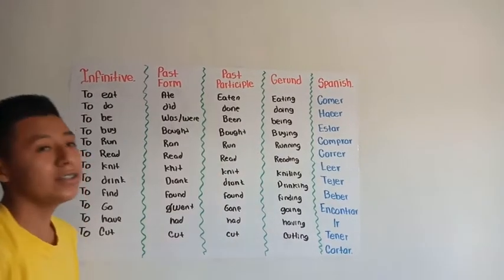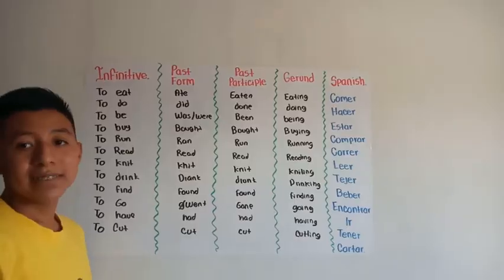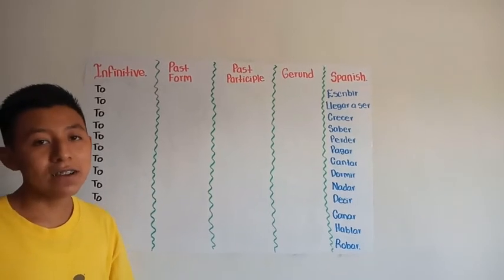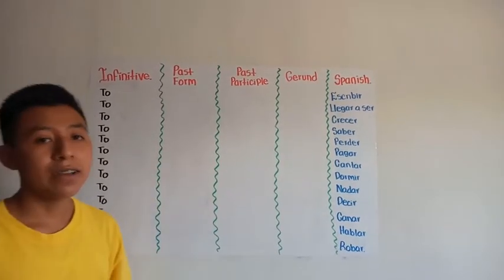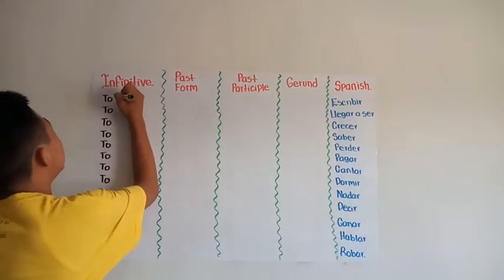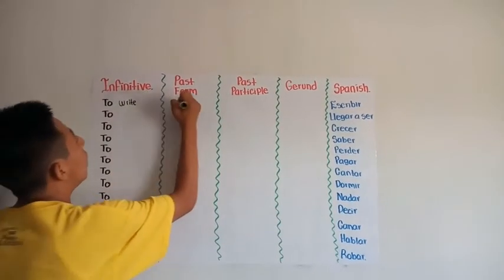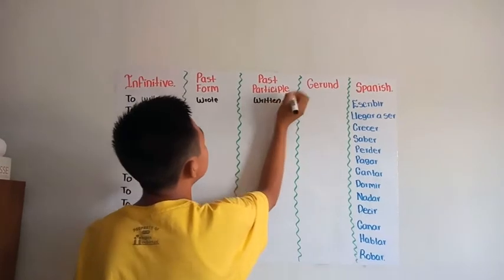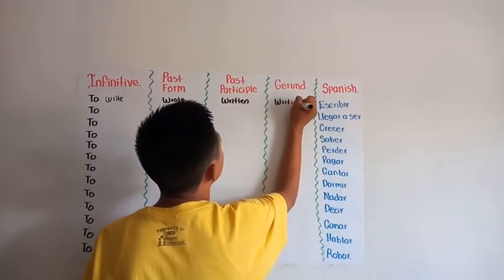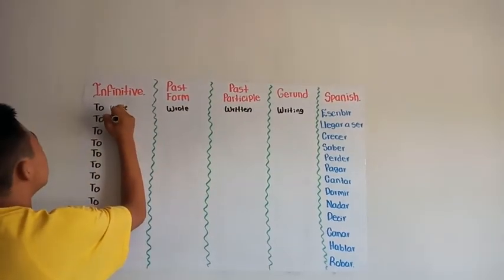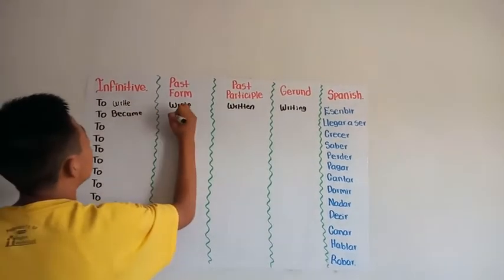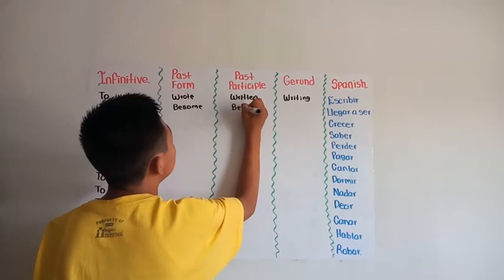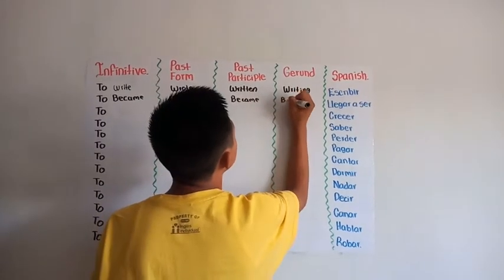We are going to continue with the other verbs. I have another 13 verbs in Spanish, and I am going to tell you how you say them in these three forms. We are going to begin again. Escribir, to write. Wrote, written, and writing. Llegar a ser, to become. Become, became, and becoming.